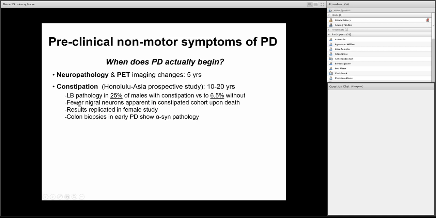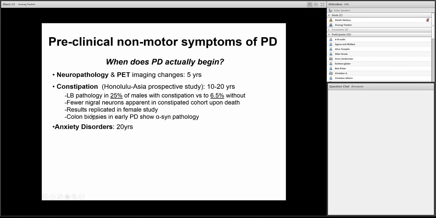But what they found, and this is quite striking, is that there was Lewy body pathology in 25% of males who had constipation versus 6.5% without. They also had fewer nigral neurons in this cohort that had complained about constipation. And these results have also been replicated in a female study. And more recently, a couple of studies have shown that colon biopsies of patients with early PD do show alpha-synuclein pathology. So this is quite an interesting aspect of the disorder, which was completely unanticipated.